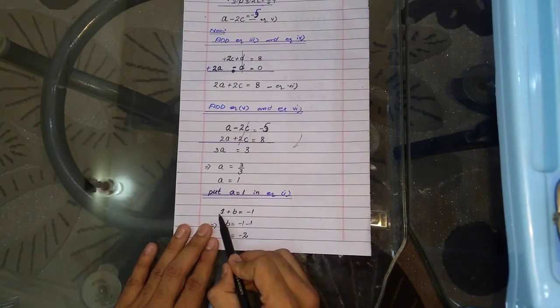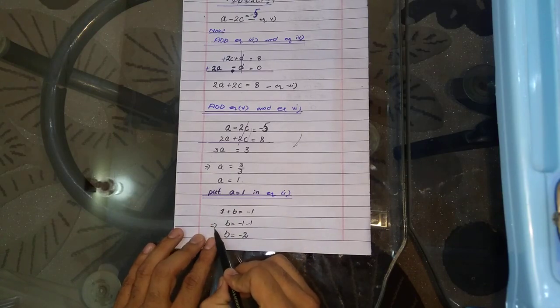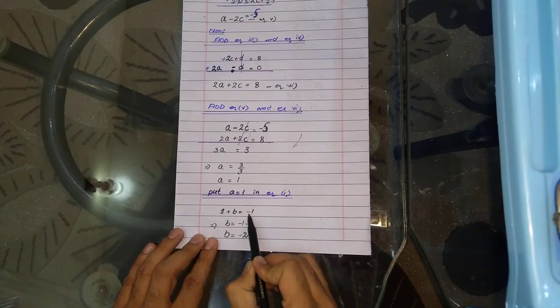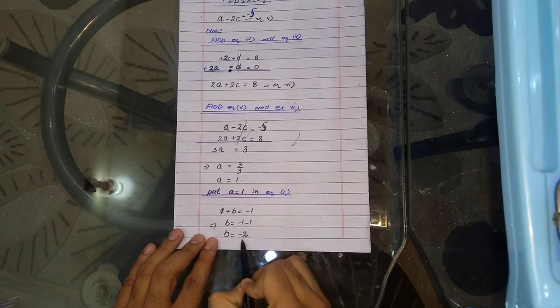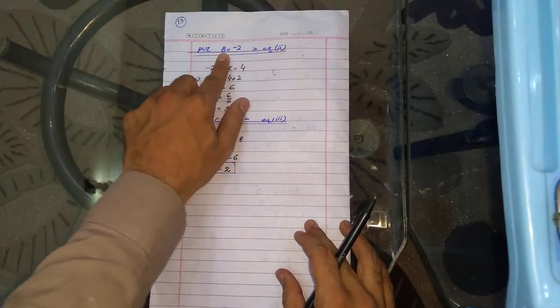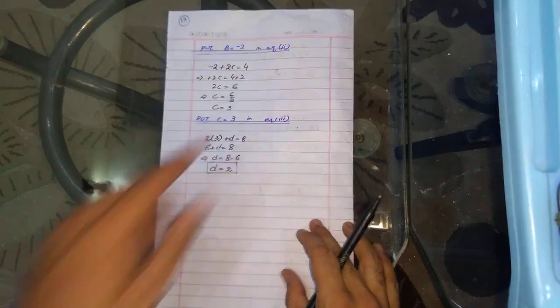It is here plus 1. By using implies, it will shift here, and minus plus 1 becomes minus 1, minus 1 gives you minus 2. So we have another value, that is b is equal to minus 2.